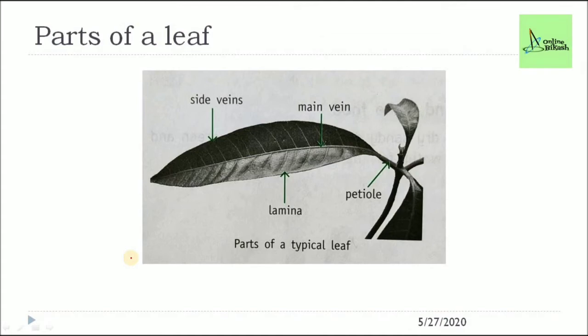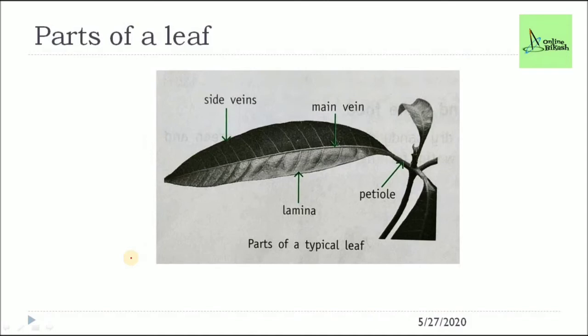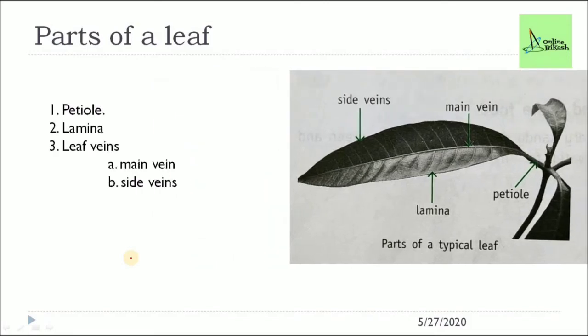Now, parts of a leaf. Now try to understand. There are basically three parts. This part is called the petiole. That means the part that connects the leaf and the stem. This is the stem or branch, you can say, and this is the leaf. So the leaf and the stem or branch are connected by this petiole.